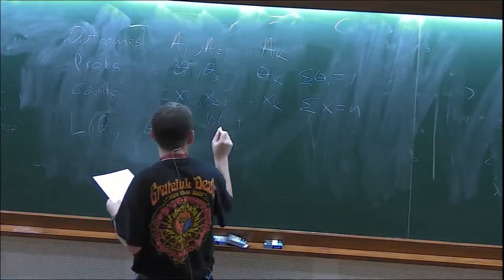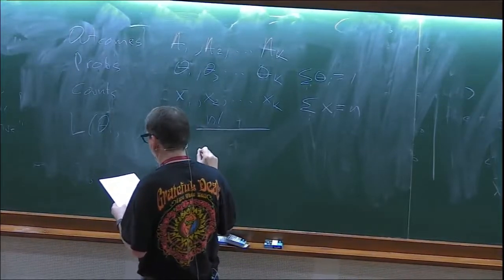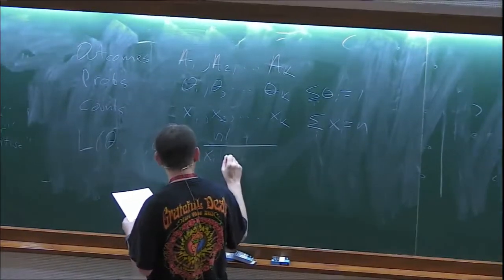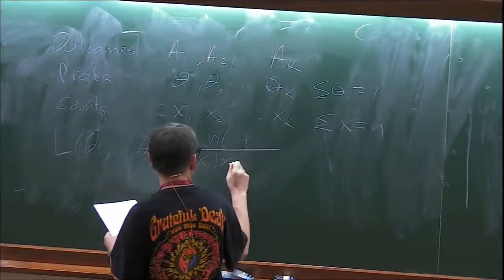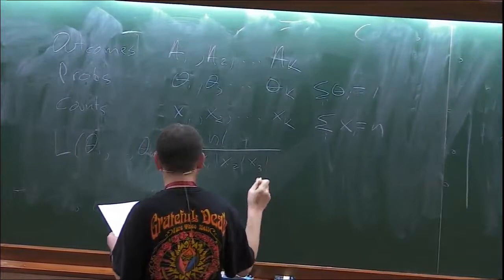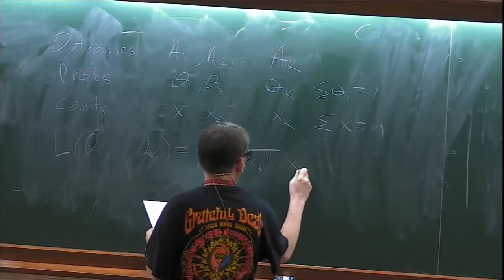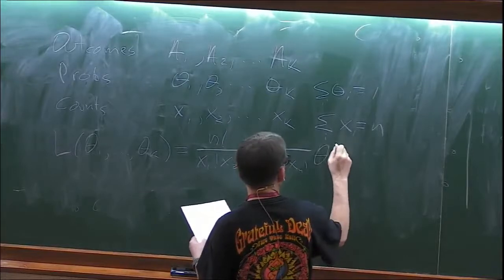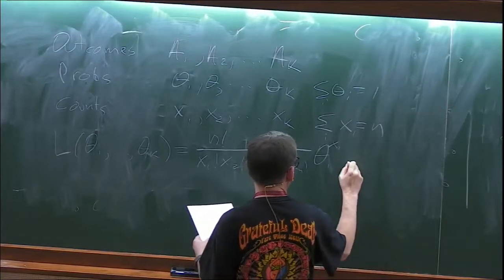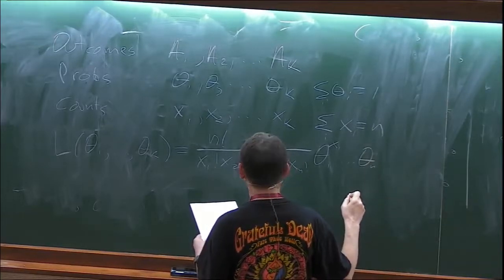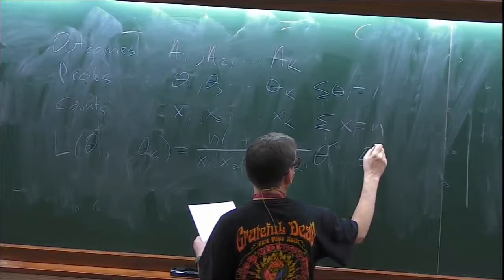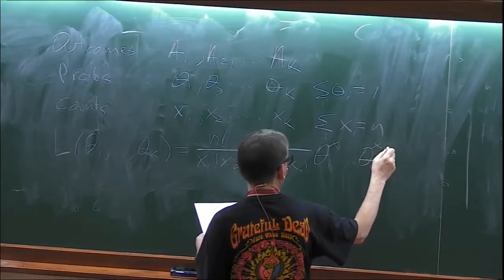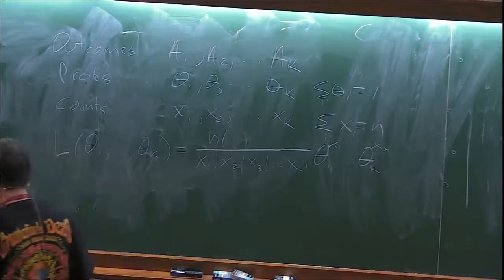But they turn out, and you might even see it just by looking, it's going to be n factorial over x1 factorial, x2 factorial, x3 factorial, xn factorial, theta 1 to the x1, theta k to the xk. Okay, so you have the likelihood explicitly.